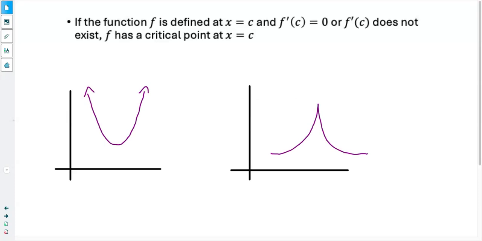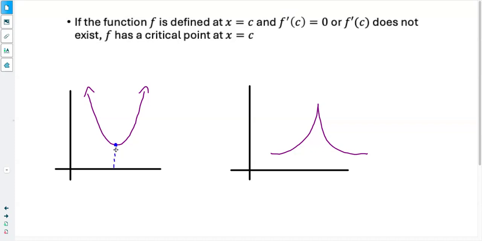So if a function f is defined at x equals c and f prime of c equals 0 or f prime of c does not exist, then our function f has a critical point at x equals c. Because we know essentially our f prime of c is our slope at c. So this is essentially saying if we have a slope of 0, that'd be a place where our graph changes direction.